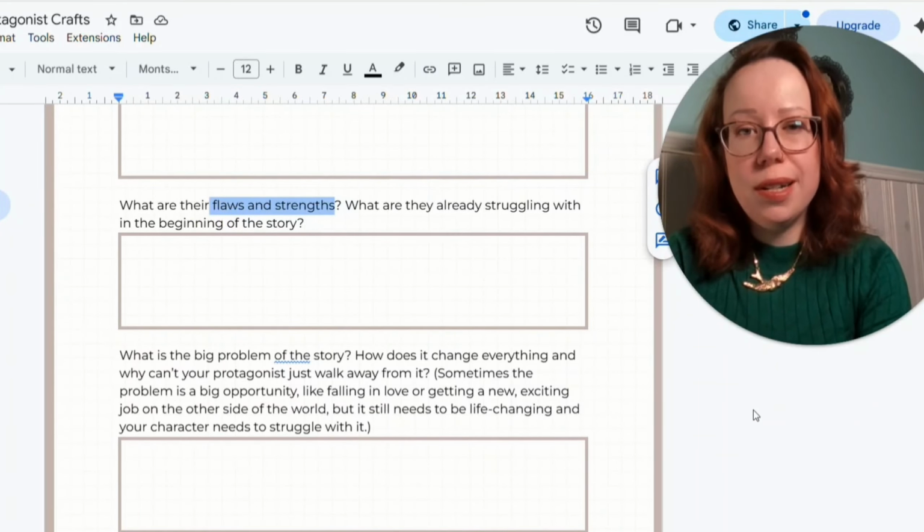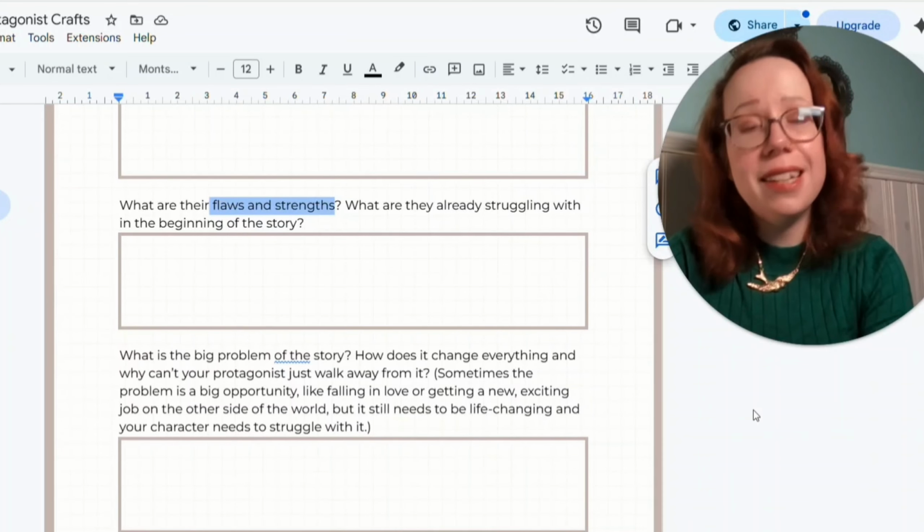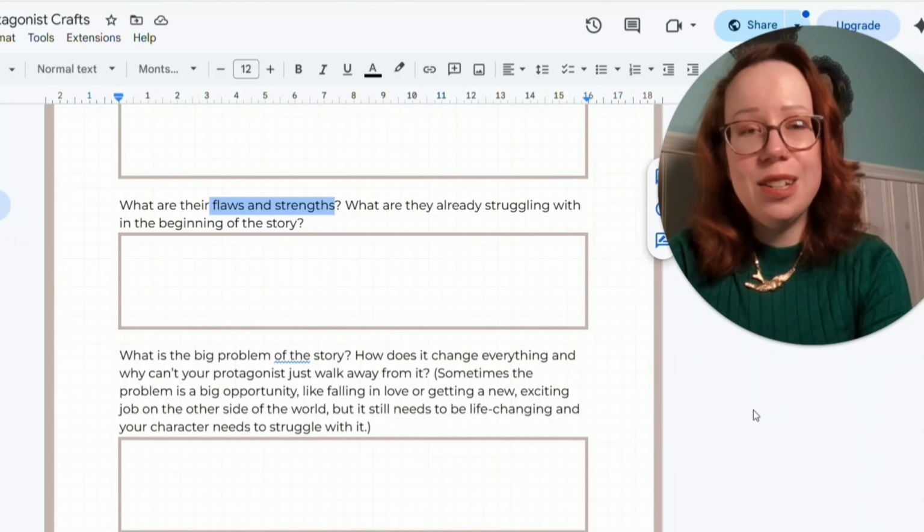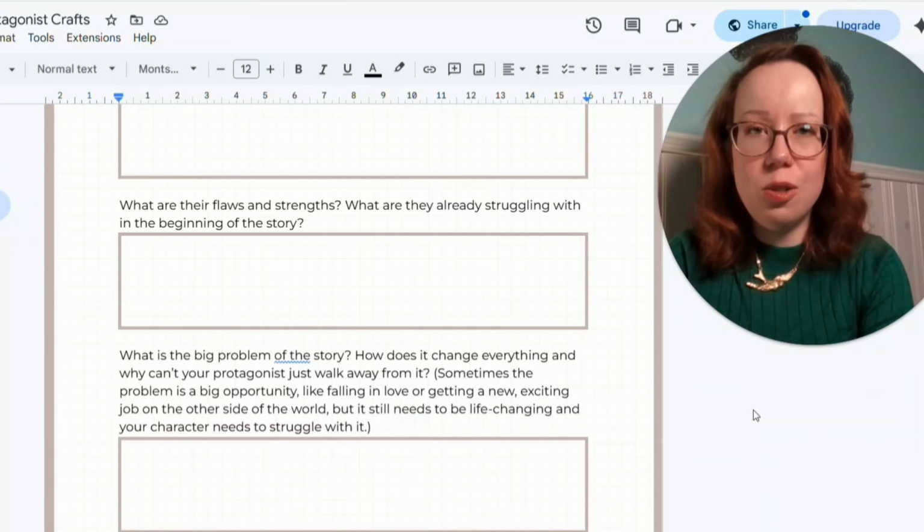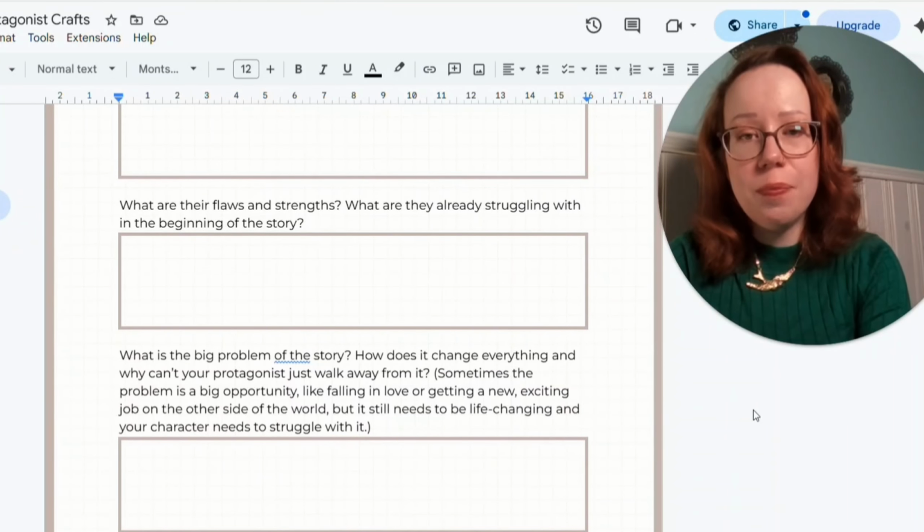That's my nemesis word, strengths. I can never spell it correctly. It always comes out all jumbled. Why can't it be flaws and slows? Okay, that'd be so much easier.